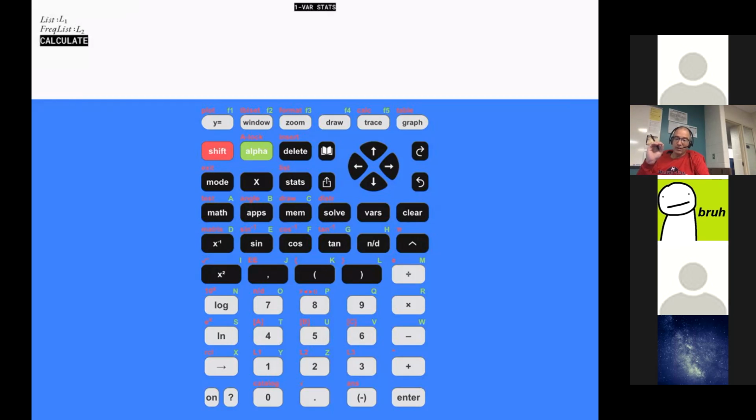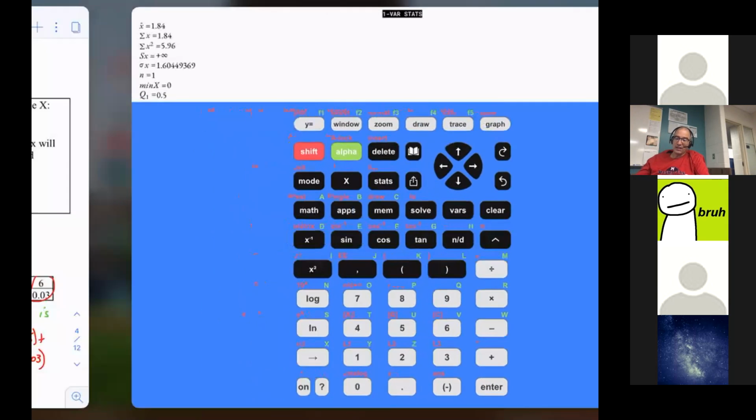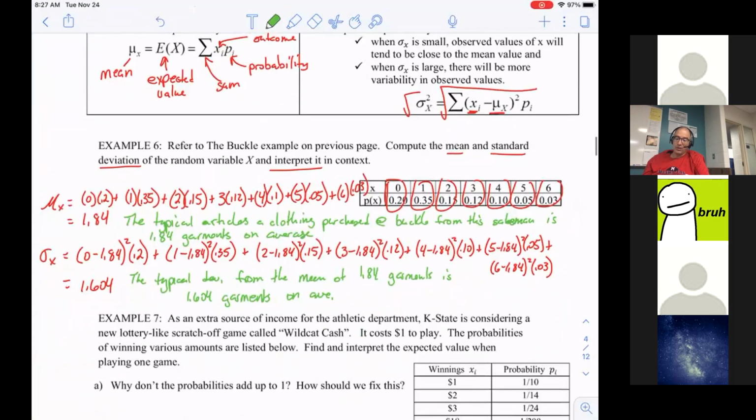So the list is going to be my outcomes, and the frequency list is going to be the probabilities. And we're going to hit calculate. And I'm getting that mean of 1.84 and that standard deviation of 1.604, which is exactly what we had over here when we did that. So that's a shortcut to that.